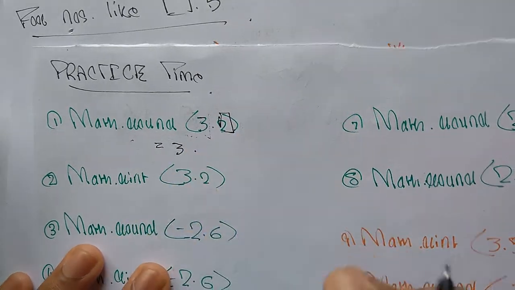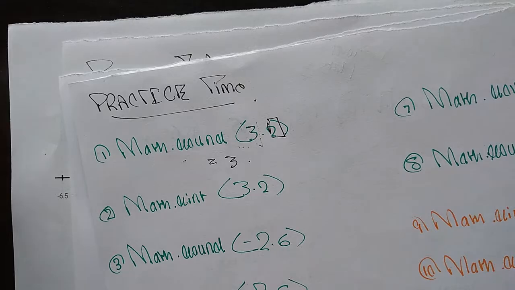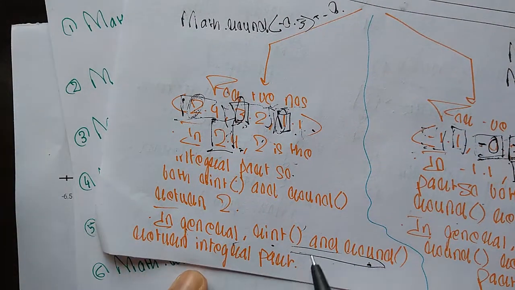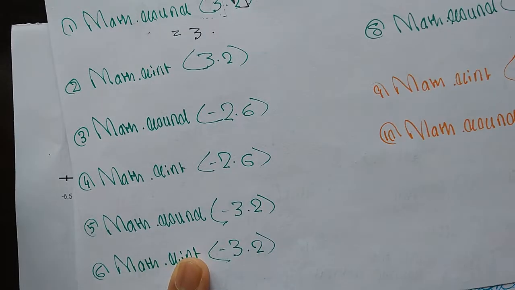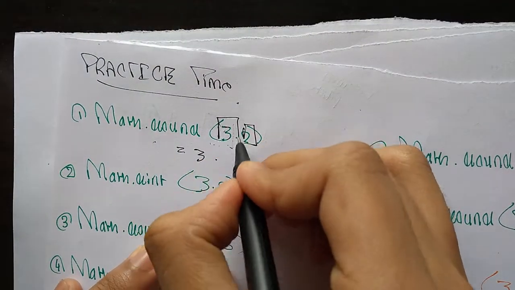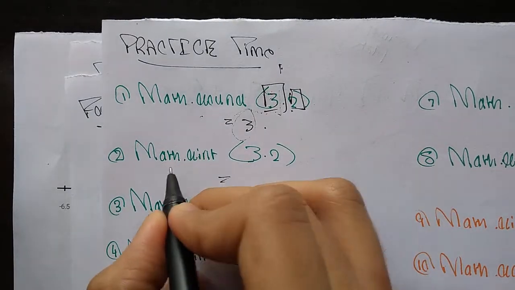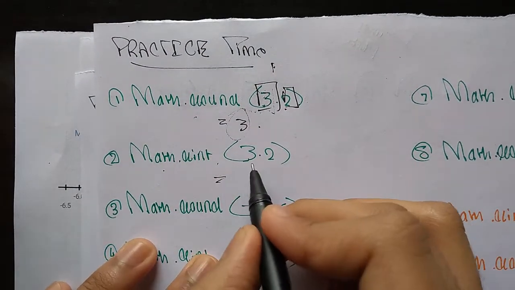How did I arrive at this conclusion? If you remember, for numbers below 0.5, it simply returns the integral part. So here what did I say? Integral part is 3. So it will return 3. Simple as that. And is Math.round any different?